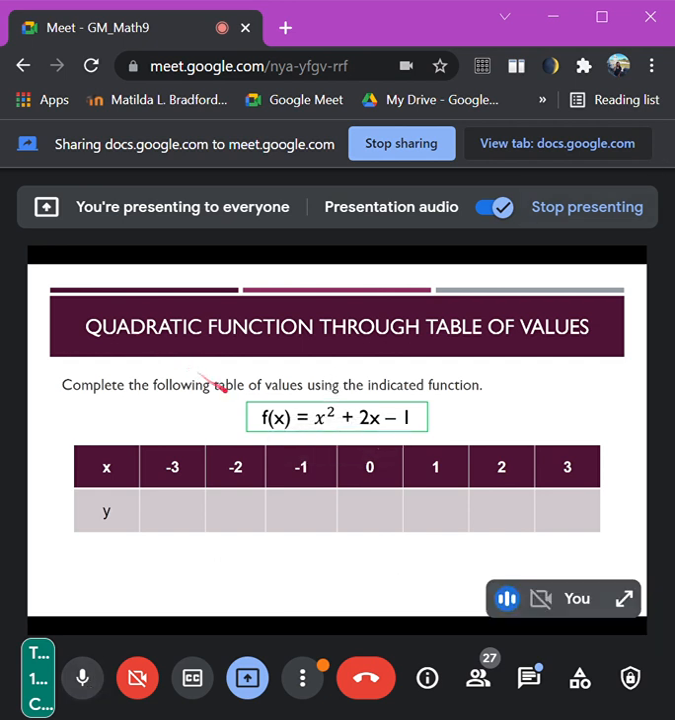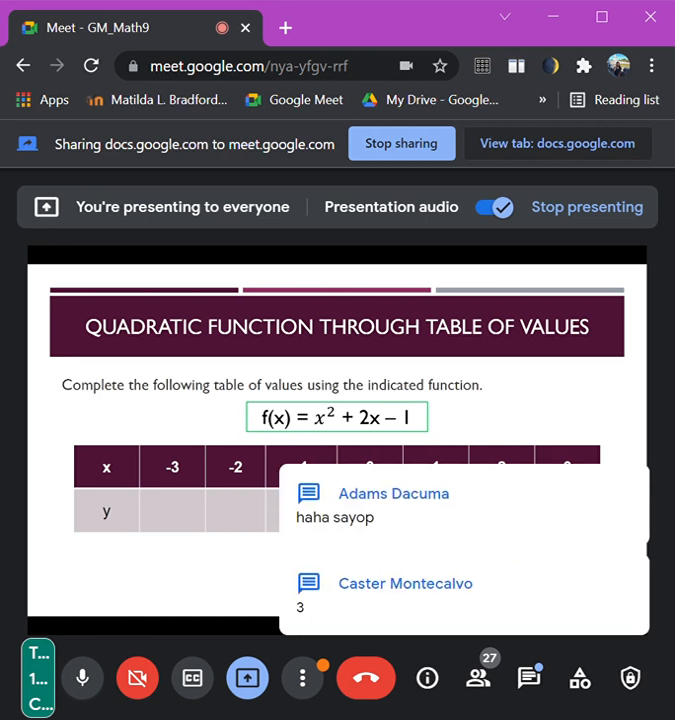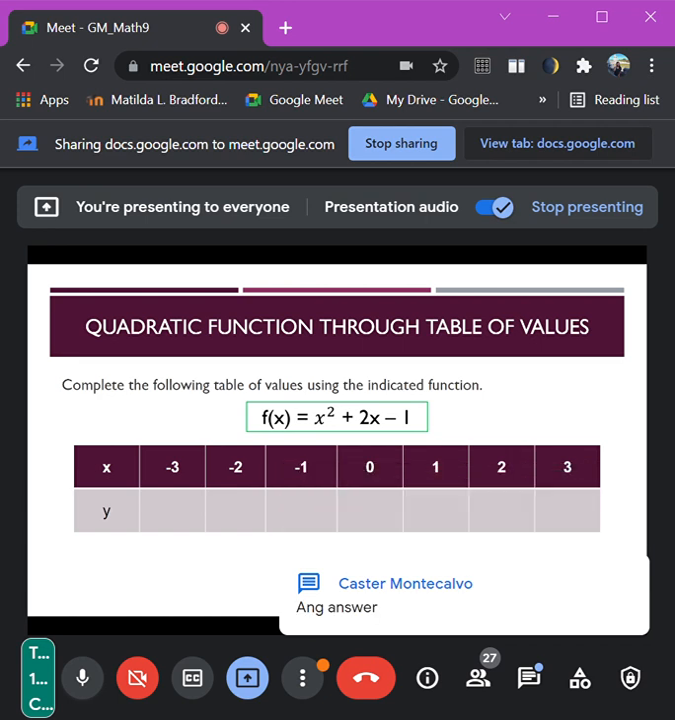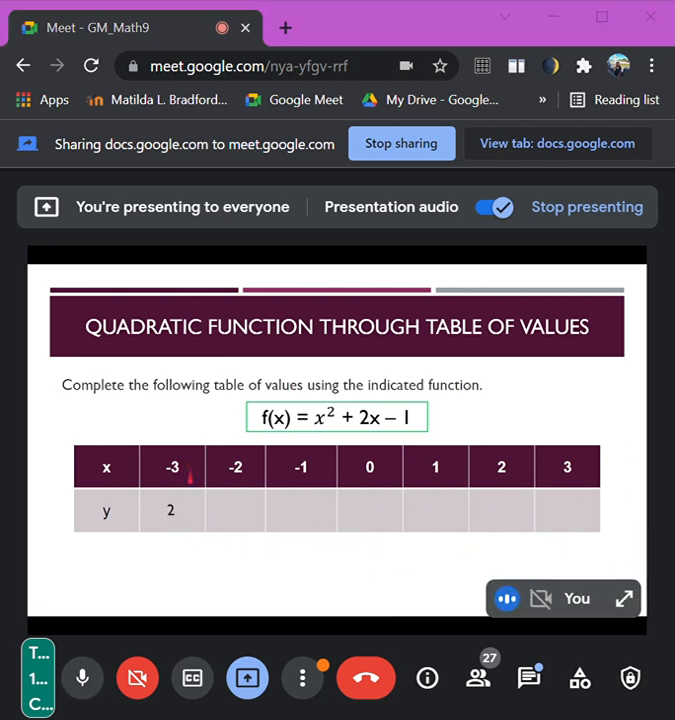Sige, binagsaon na to. Negative 3 squared, that is 9. And then plus 2 times x. 2 times negative 3, that is 6, or negative 6. And then minus 1. So you have there 9 minus 6, that is 3. 3 minus 1, that is 2. So your value of y is 2.